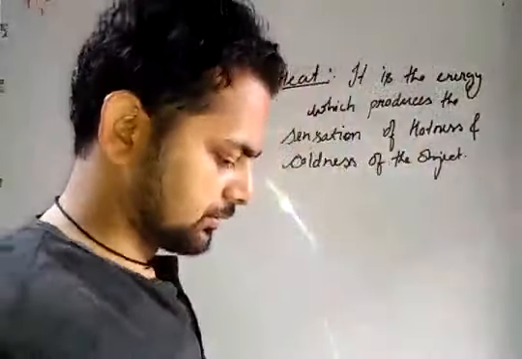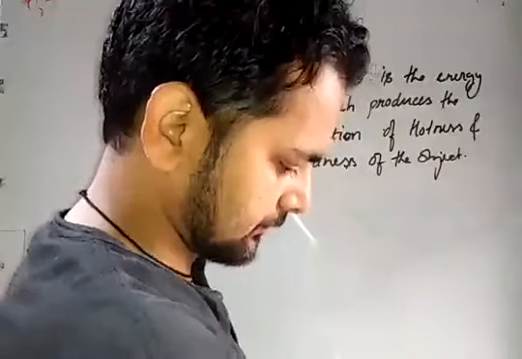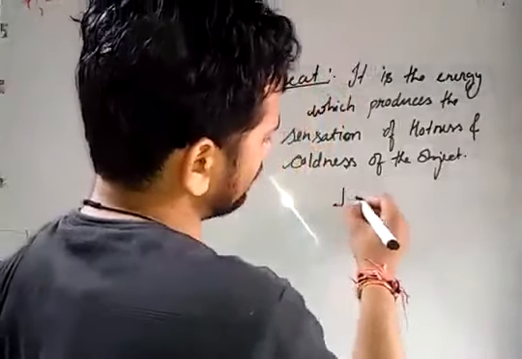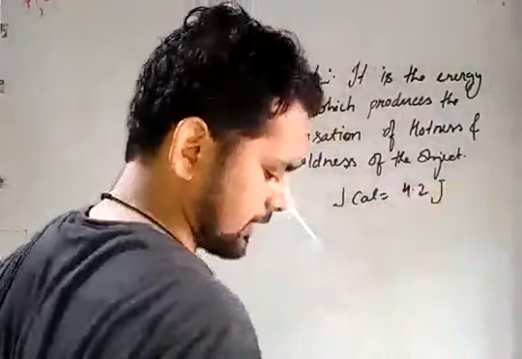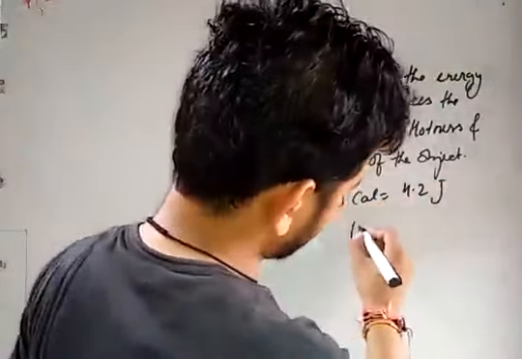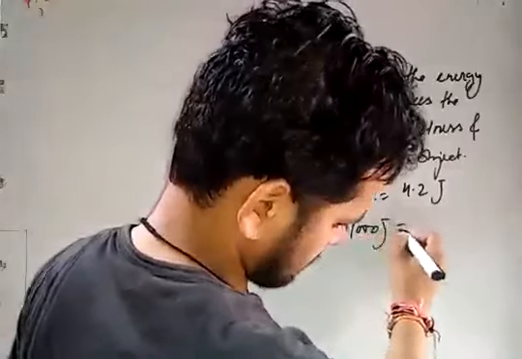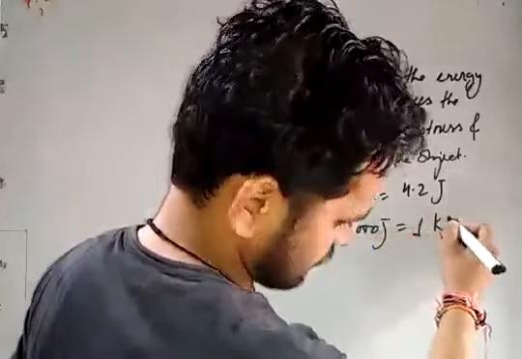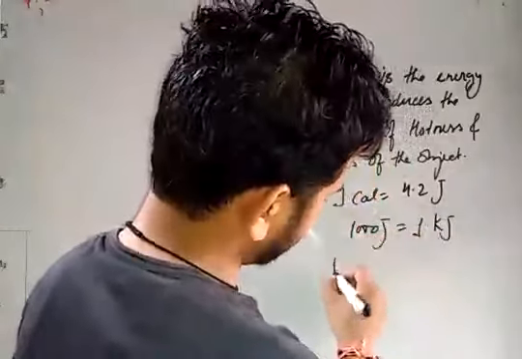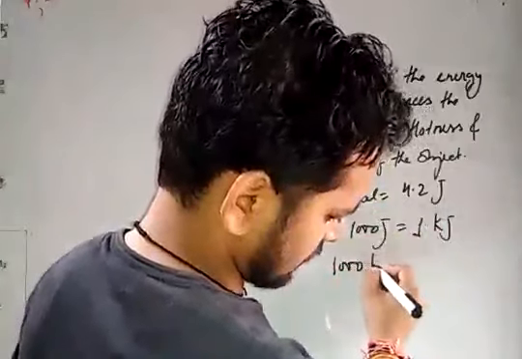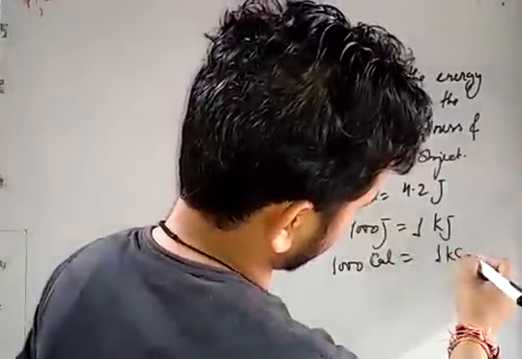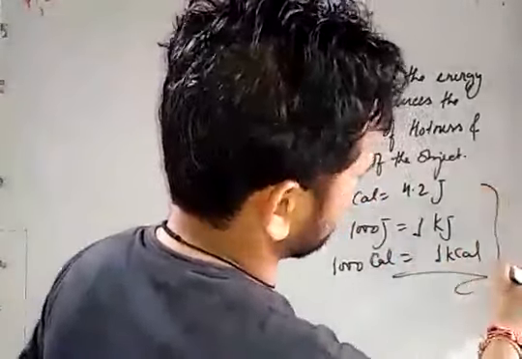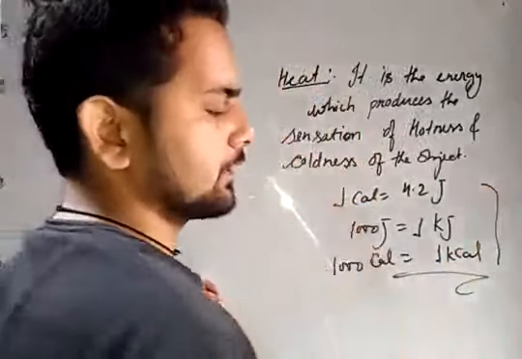1 calorie equals 4.2 joule, and 1000 joule equals 1 kilojoule, and 1000 calorie equals 1 kilocalorie. Got it? This is the measurement by which we measure heat energy.